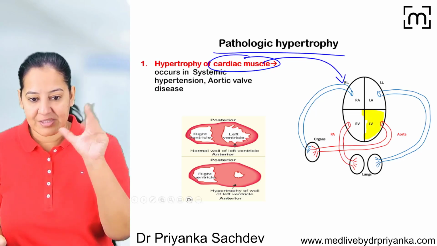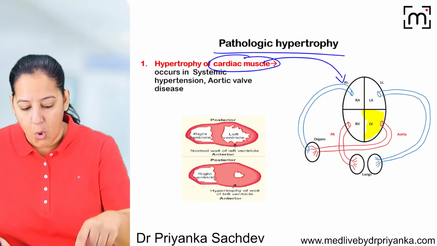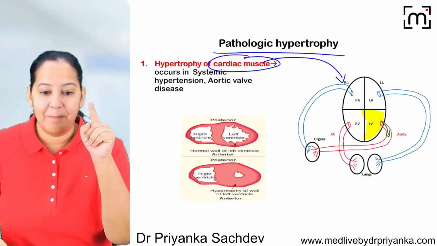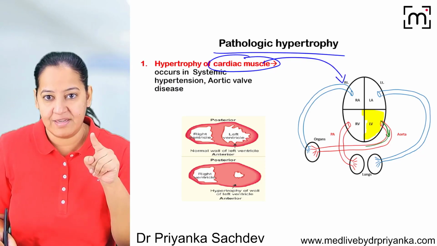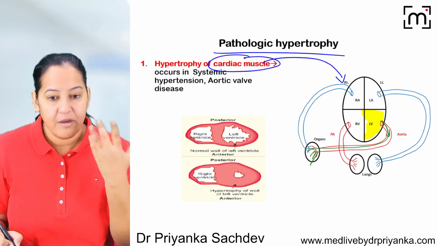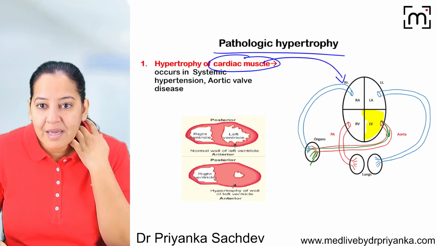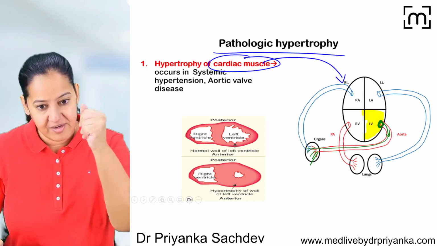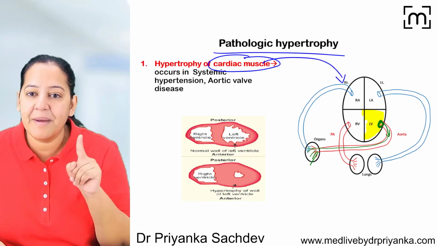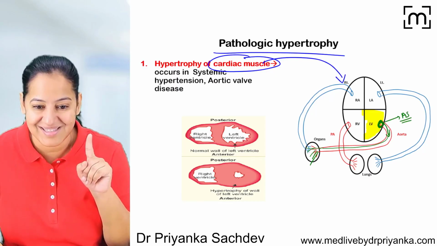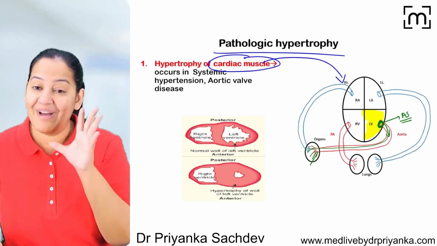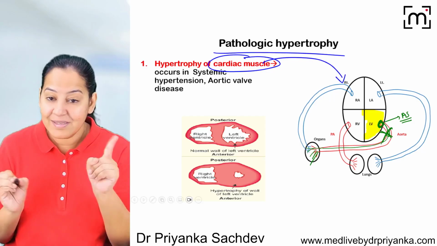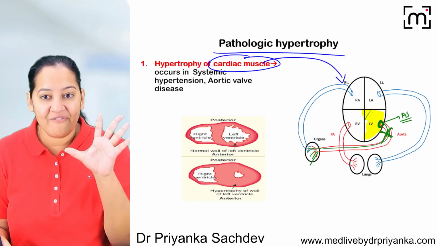When the left ventricle is contracting, what happens? The blood goes into the aorta and gets distributed to all the organs. We know that. Here is the aortic wall. The aortic valve is opening, and when the left ventricle contracts, the blood goes into the aorta. But imagine if someone has aortic stenosis. The valve is not opening, so when the left ventricle contracts, the blood is not going into the aorta. The blood remains in the left ventricle only.